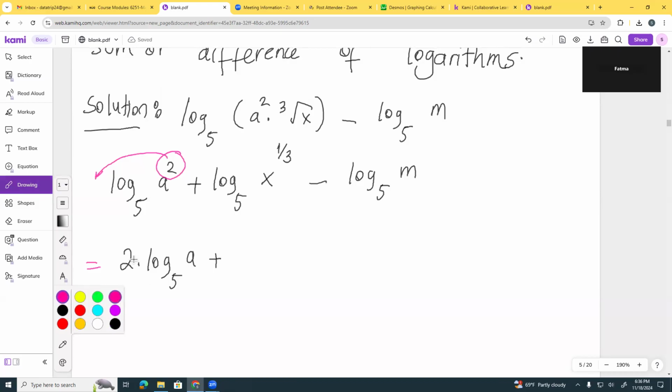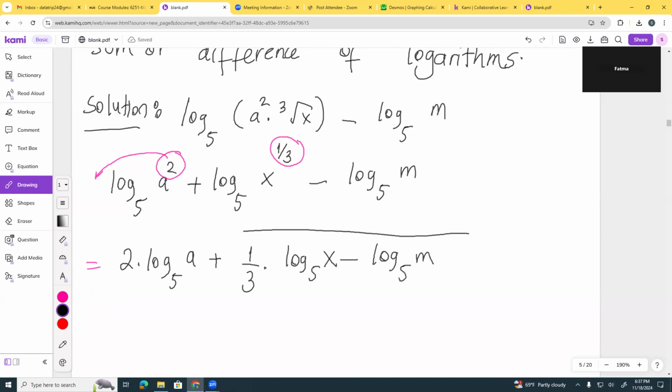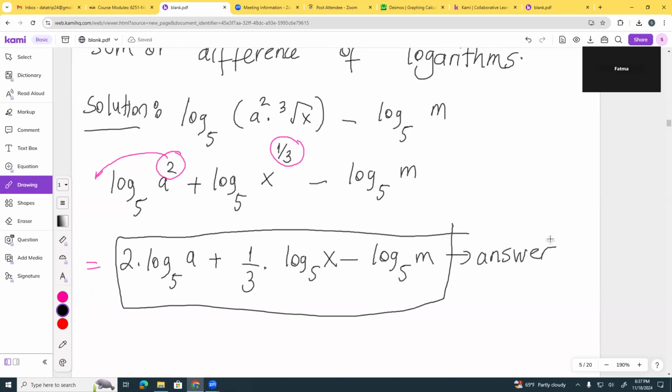Plus. So there's a power here that I can move. So this power is going to move to the front as 1/3 times log base 5 of x. The last one doesn't have a power, so I don't have to change anything. I'm just copying the last one. And this will be the answer they expect on the test for this question. And this is how we apply the properties of logarithms on a given expression like this.